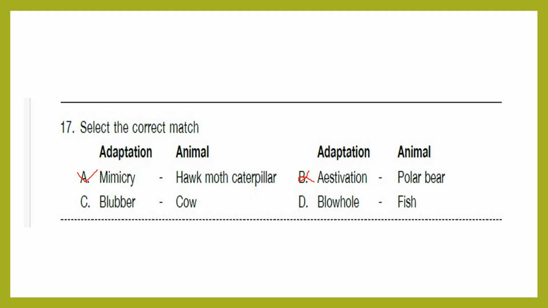In option C, cow does not have blubber. Blubber is the fat under the skin of animals such as whale, shark, etc. And fish does not have blowhole. Blowholes are the nostrils that whales have. So option A is the correct answer.